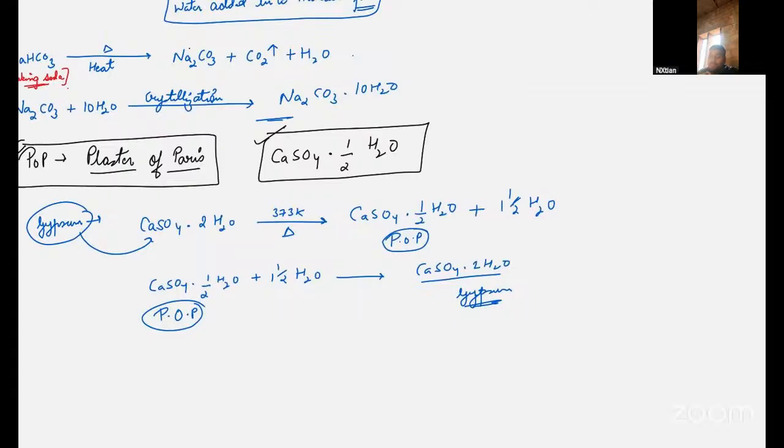Basically, gypsum is actually a harder version of POP. Why? Because water is added into it, that is why it's harder. How come you put 1.5 H2O over there? It's a process basically. We will not go too much in depth because it's not in our course. It's in the 12th course.